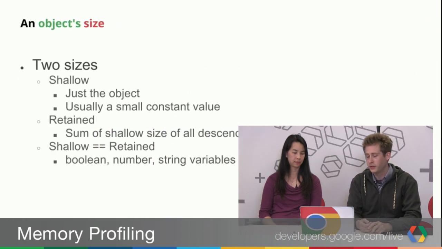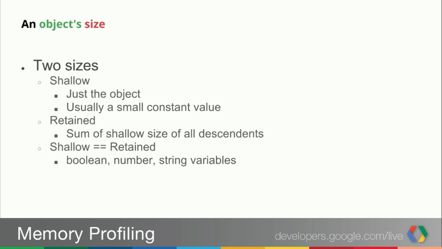Objects have two sizes. They have a shallow size, which is just the size of the actual object. And this is usually a very small constant value. I think on my system, an object is 36 bytes. All of the variables that the object references are accumulated together. The sizes of those objects are accumulated, and this is the retained size of an object. This is the amount of memory that could be freed if this object was turned into garbage.